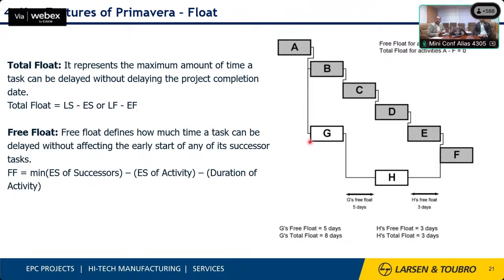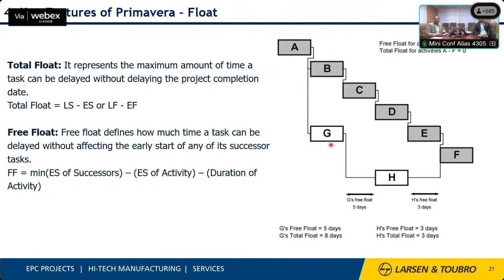This is the feature which we use for the calculation of float. All the activities have four kinds of dates: early start, early finish, late start, and late finish. These dates are generated through the critical path method, which has two kinds, the forward pass and the backward pass, which we will cover in later slides. But the use of this is that it gives flexibility.